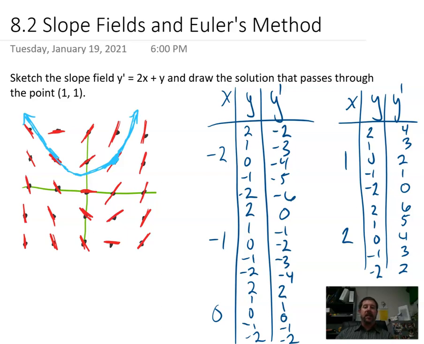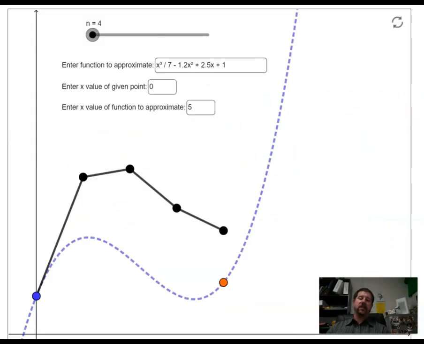But today we're going to deal with Euler's method, and Euler's method is a tangent line approximation. So let's go back to our good old friend GeoGebra, and let me give you a little demonstration of what Euler's method does. Okay, so here is basically the long story short with Euler's method.